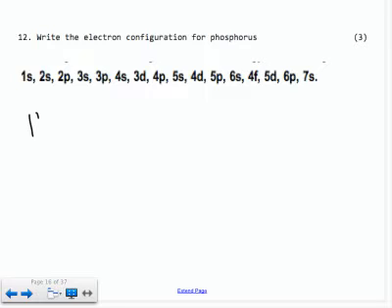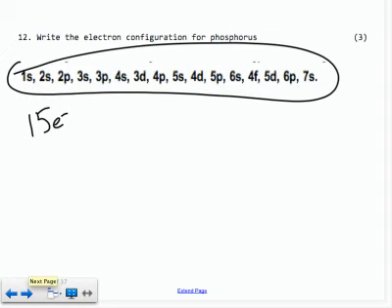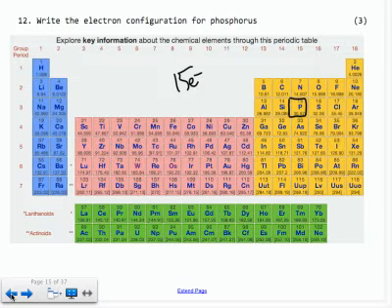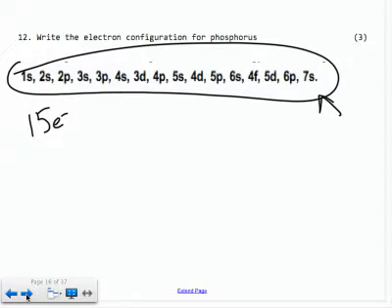Alright, so we need 15 electrons, and we need to use this Aufbau sequence that tells us what order the orbitals fill up in. This sequence of energy levels and sublevels will not be given to you on the test. Make sure you have it on your note card. You will be given a periodic table, similar to this one, but you will not be given this sequence, so make sure you either memorize it or have it written down. So, to fill in the orbitals, we start with 1s, which can hold 2 electrons.